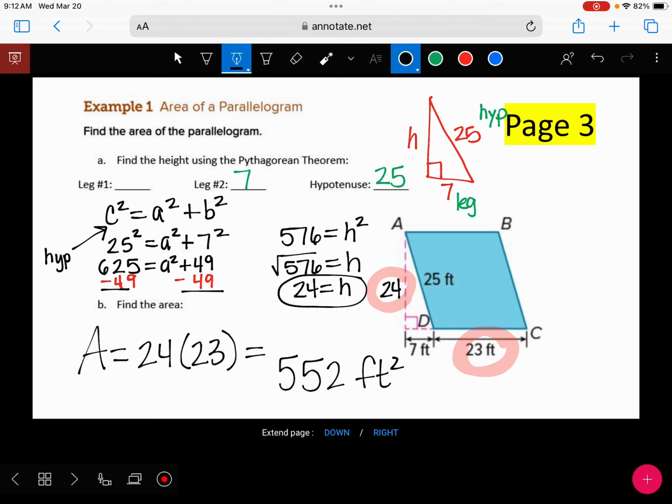And whenever we're talking about area, it's always the unit squared. So this is my answer. That is the area.